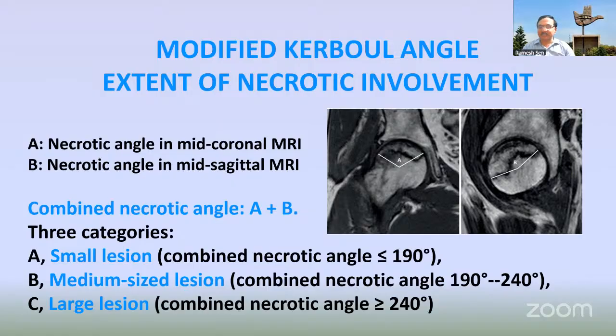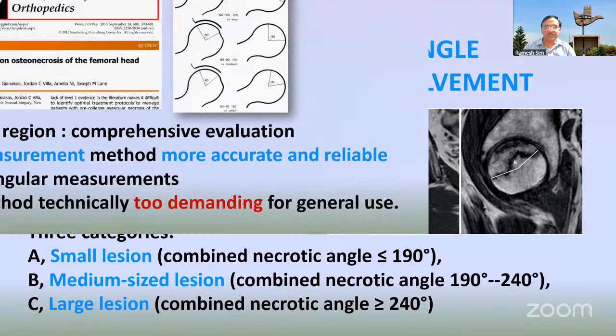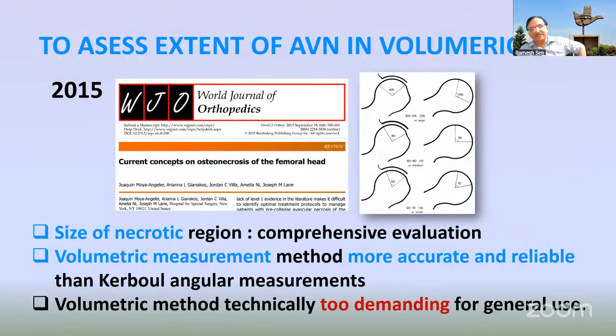If the two added together are less than 190, it is a small lesion. If it is 190 to 240, it is medium size. If it's bigger, it is usually more than 240. So now we have a definition of what is small, medium and large. This concept showed that size is a very good evaluation method. But they further said we must evaluate the volume also, how much of the head is involved, because that may be more reliable than the Kerboul angle.